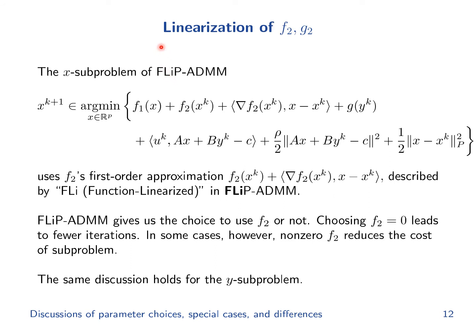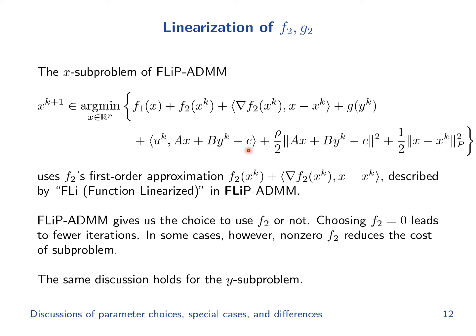FLiP-ADMM uses the linearizations of the functions f2 and g2. Recall they are differentiable. Here is the equivalent rewriting of the X subproblem of FLiP-ADMM. Compared to the original form in FLiP-ADMM, we have added terms that are independent of the variable x into the subproblem objective function. Therefore, it does not change the subproblem. It does not change the way the argument works. So the added terms are f2 of xk, the inner product of this with xk, g of yk, and the inner product between uk and Byk minus c.